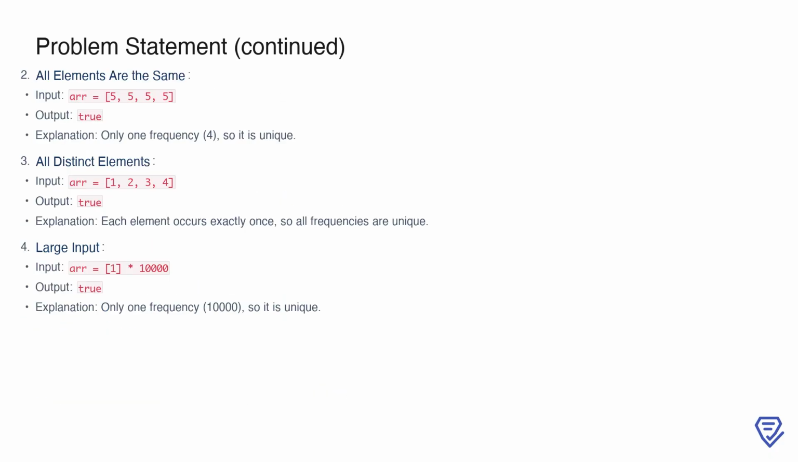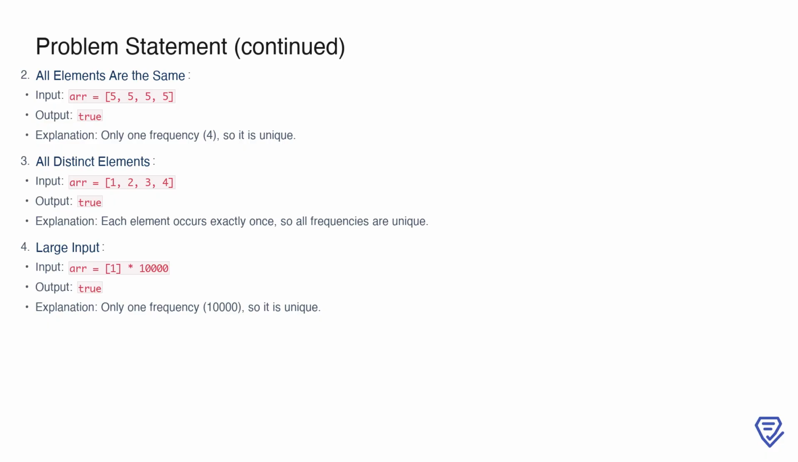Finally, let's explore some edge cases. If the input array contains only one element, such as 7, the frequency is just 1, which is unique, so the output will be true. Similarly, if all elements in the array are the same, like 5, 5, 5, 5, there is only one frequency, 4, which is also unique, so the output will still be true.